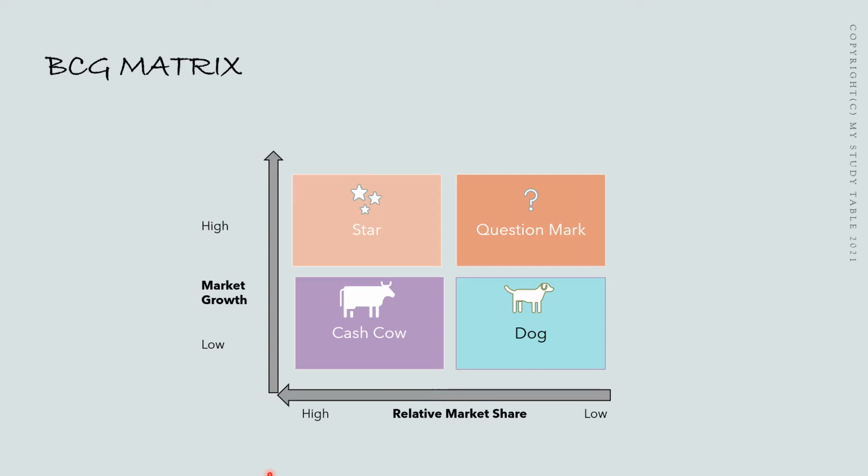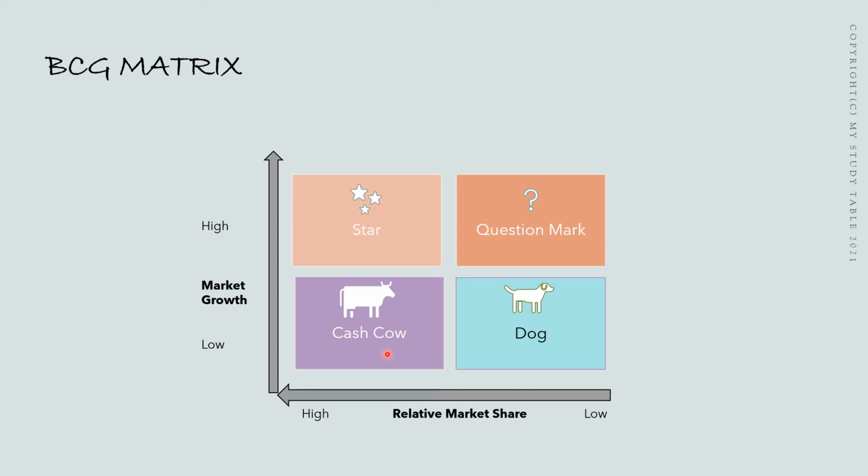So the company needs to begin with placing all their products in each of these quadrants depending upon their relative market share and market growth before they can move ahead with the analysis. As you can see, there are 4 quadrants here named differently. The first one is cash cow products, second star products, question mark products, and dog products. We'll begin with the first one, which is cash cow products.